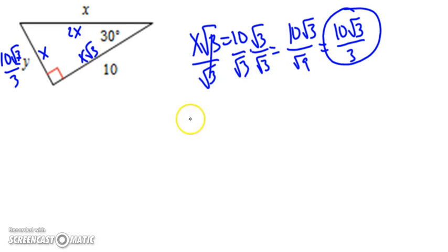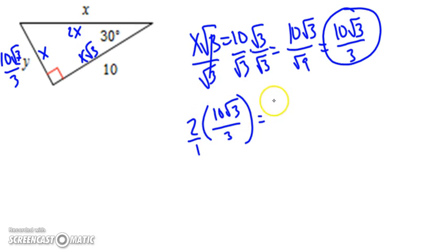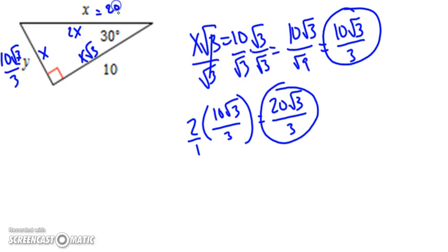Now when we go to the hypotenuse, we're going to do 2 times that whole number there. So 10 radical 3 over 3. Now if we remember, we're just multiplying fractions here. So this is just 2 over 1. So we multiply straight across. So 20 radical 3 over 3 times 1 is just 3 on the bottom. We cannot simplify 20 over 3, so we just leave it as that. So the hypotenuse here is then 20 radical 3 over 3.